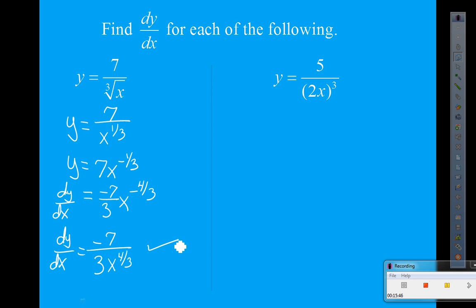On to my next one. y equals 5 over 2, quantity 2x to the third. If you can simplify first, simplify. So this is going to become y equals 5 over 8x to the third power.